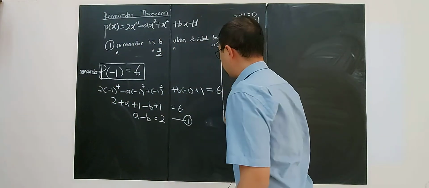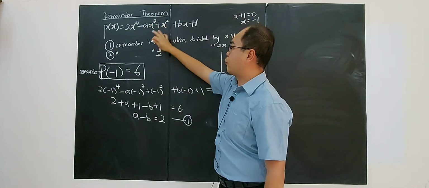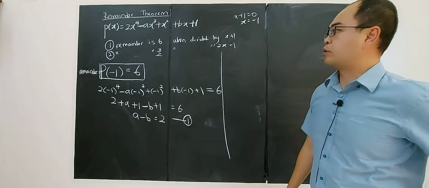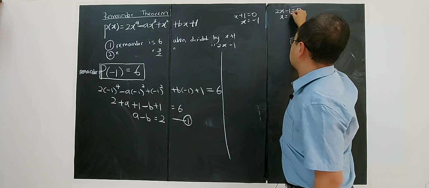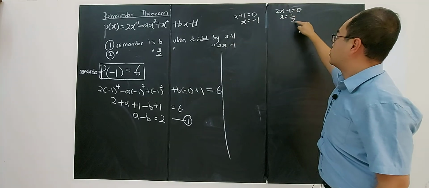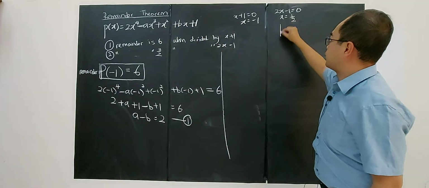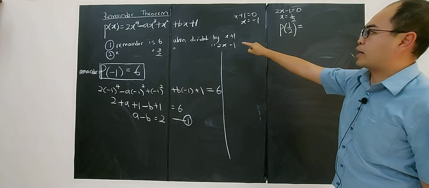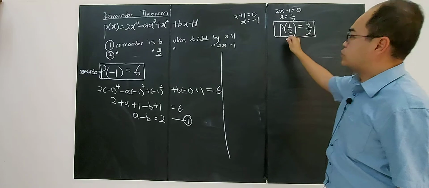Then another piece of information from the second statement, where the polynomial divided by 2x minus 1 has remainder 3 over 2. So you take 2x minus 1 and equate it to 0, so x equals 1 over 2. Once you put this value into the polynomial, you will get your remainder. So p of 1 over 2 is the remainder when divided by 2x minus 1, which equals 3 over 2. Substitute this into the equation.